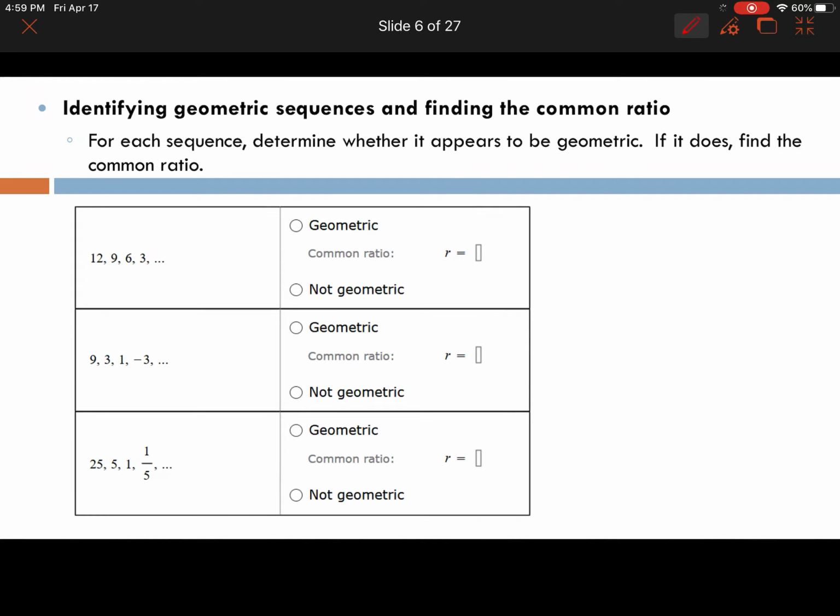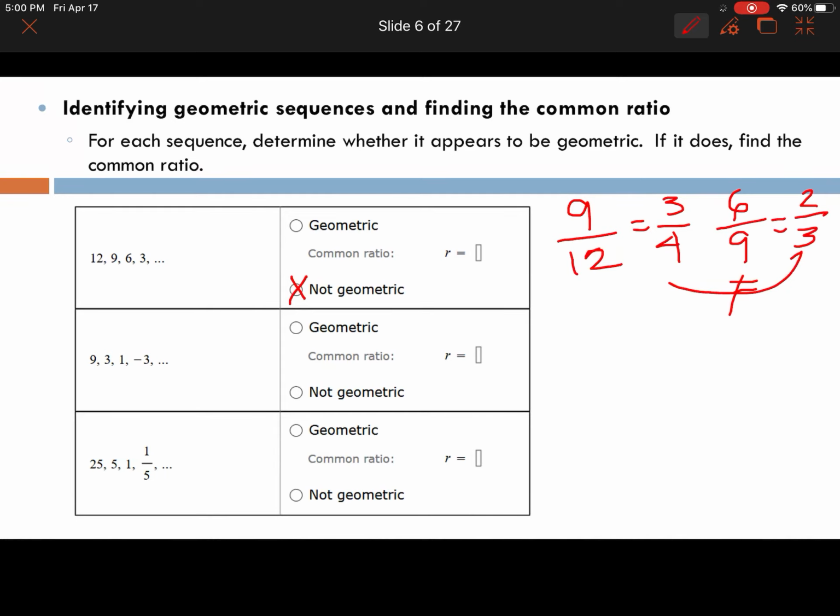All right, hopefully you were able to figure it out. If I take the common ratio, the ratio of 9 divided by 12, if I put 3 into those, that's going to be 3/4. Okay, and so then I'm going to do 6 divided by 9. Well, I simplify that and I'll get 2/3. So 3/4 is not equal to 2/3, so this is not geometric.